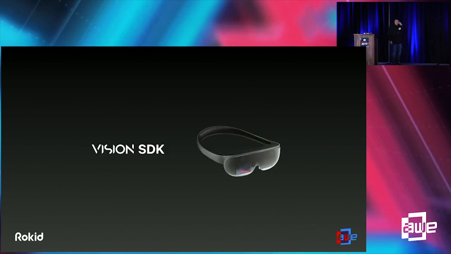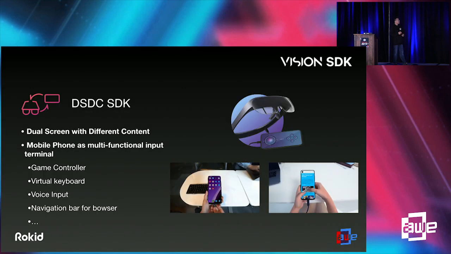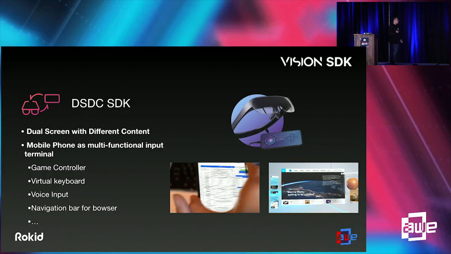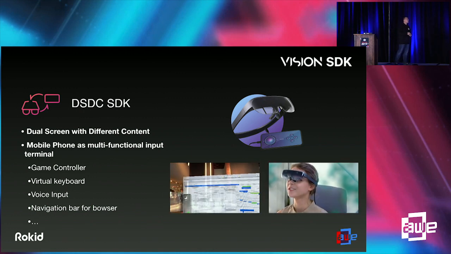Let's talk about the Vision SDK. As a tethered AR glasses, Rokid Vision enjoys several unique SDKs different from the Rokid Glass. So DSDC, 6DoF tracking and interaction, and the Vision Camera SDK are unique to the Vision SDK, Rokid Vision. First of all, I'll show you something about the DSDC SDK. It's a dual screen with different content.